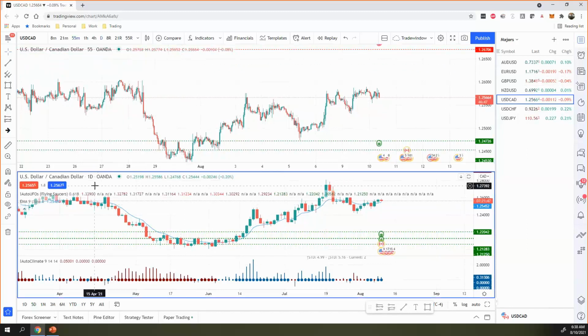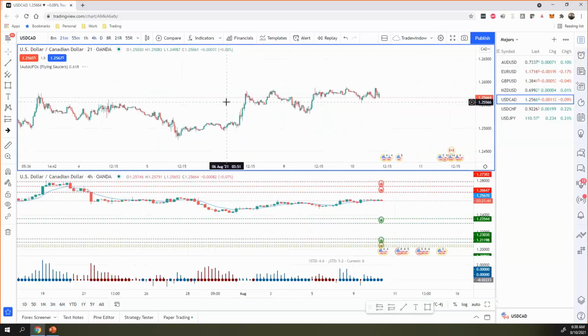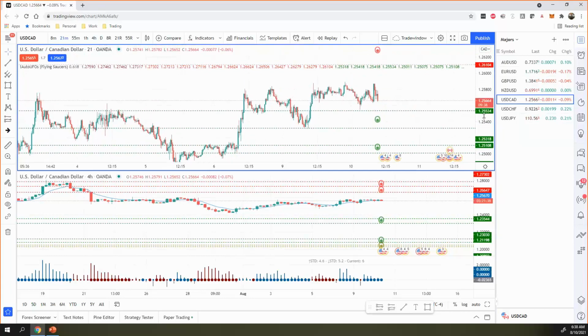Now let's drill down to the 4-hour with the 21-minute. See how that looks. All right, so here we go. On the 21-minute, we actually have a UFO there. We are on the 6th day out of typically 5 on the 4-hour candle. So immediately passing on that.